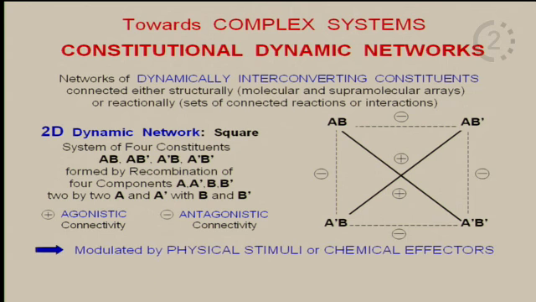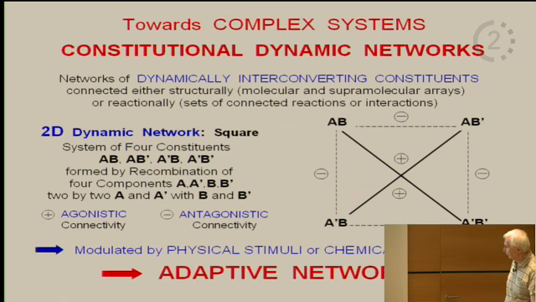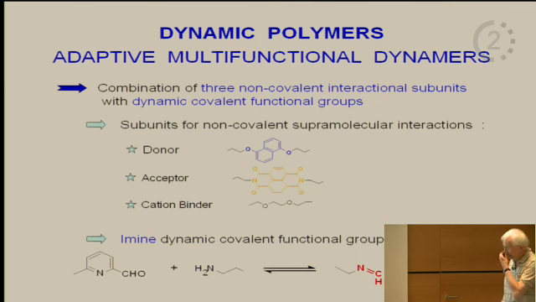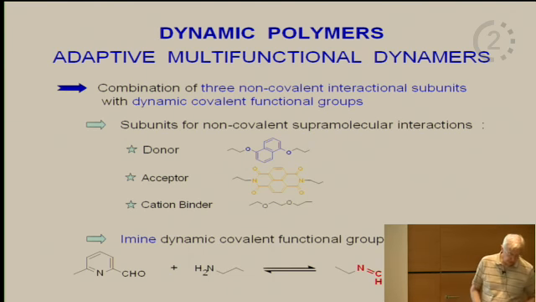Now we can see that. They can be modulated by physical properties or chemical effectors, and they are adaptive. How? Let's have a look. Now this is the last example, I think. A bit complicated, but it illustrates very well what's going on. It was also done by Shunsuke Fuchi from Mitsui Chemicals. Okay, the monomers we used here had the following composition.